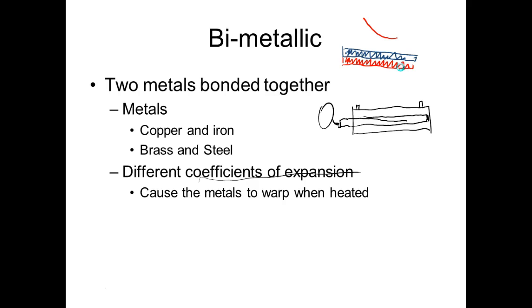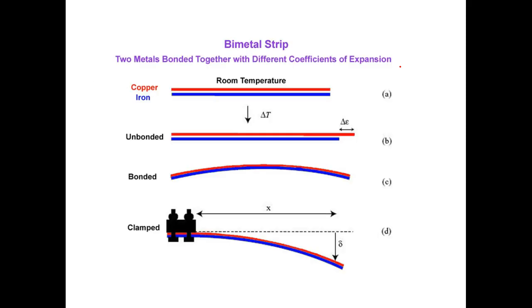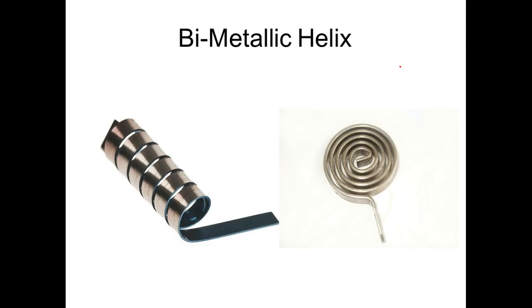So this is showing you two metals bonded together with different coefficients of expansion. When we heat these things up, what do they do? They warp. We take that warp and do a little math, and we can actually calculate the temperature by how much it warps, right? Does that make sense? So they take these bimetallic strips and put them in all types of positions.